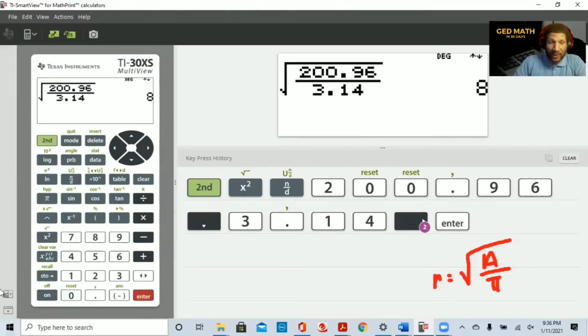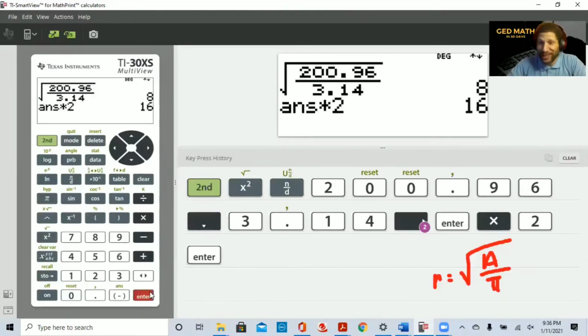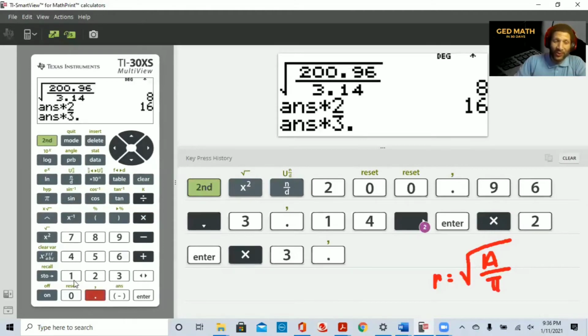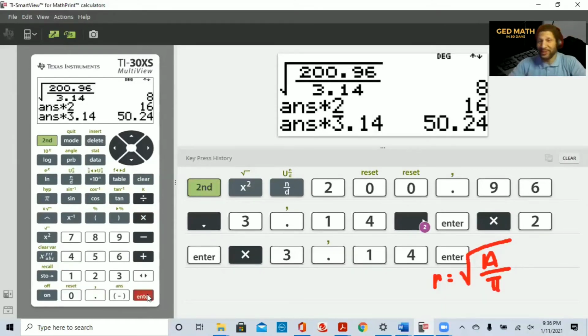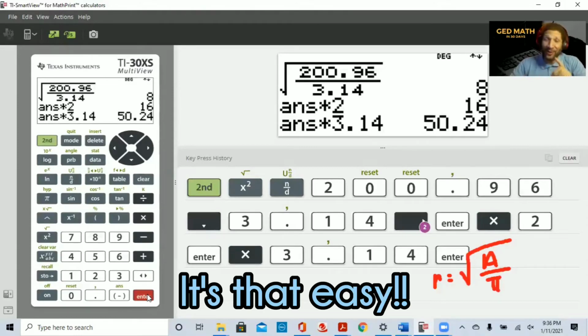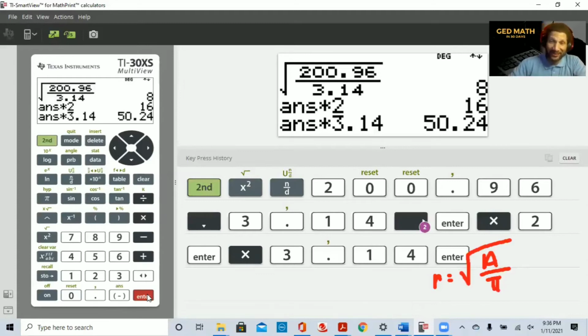Now, watch this. We're going to multiply by 2 to get our diameter. We have our diameter is 16, and now we're going to multiply by 3.14 to find our circumference, which is 50.24. Now, you should have no problem answering this question on your GED math exam.